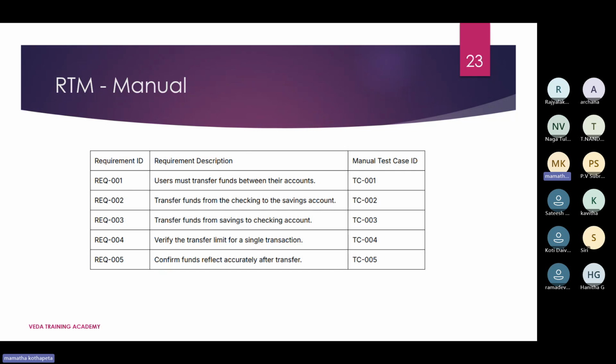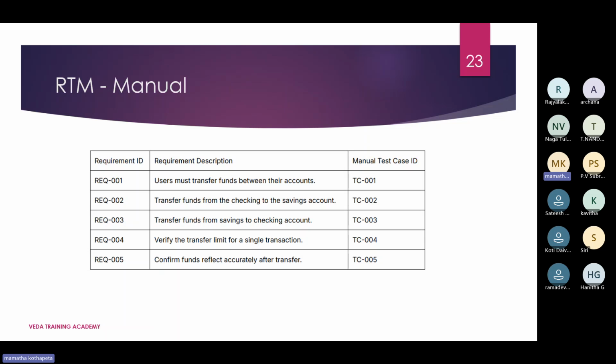So again, I'll repeat. The first column is the requirement ID. Second one is the requirement description. Third one, how many test cases you have written, you will write the test case numbers. The fourth column will be the defects identified in that requirement ID. Example, 3 or 4 defects. Fifth column will have the defect IDs. Correct?